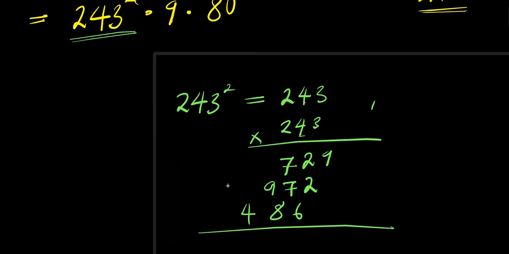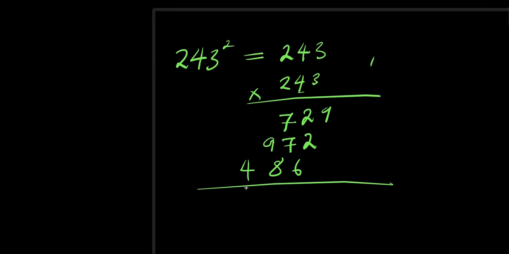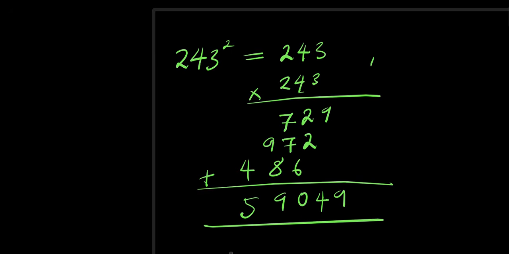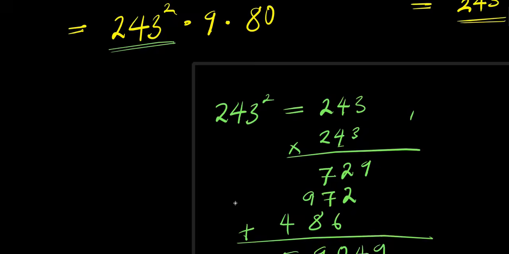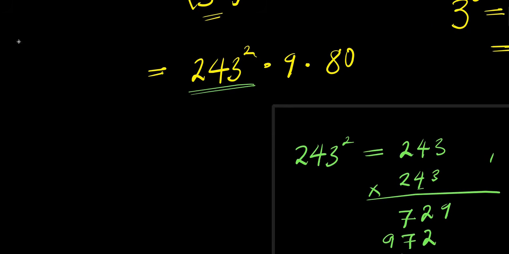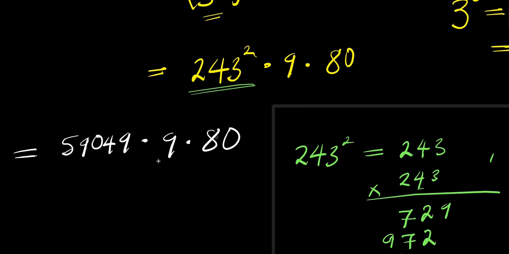So we are going to add this together. This is 9. This is 4. This is 20. 0 over 2 and add to 9. That is 11 plus 8, 19. 9 carry 1 out here. That is 59049. So we have 59049 times 9 times 80.